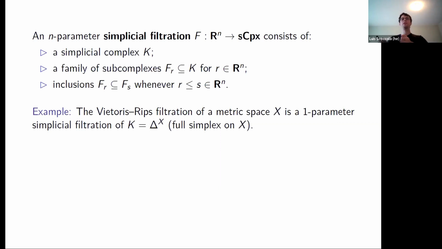And what is it filtering? It's filtering the full simplex on X. So it's filtering the simplicial complex whose zero simplices, or vertices, are the points of the dataset X, and it has all possible simplices, and Vietoris-Rips is filtering that. In the end, you get all possible simplices, but in the beginning, you have only a few.